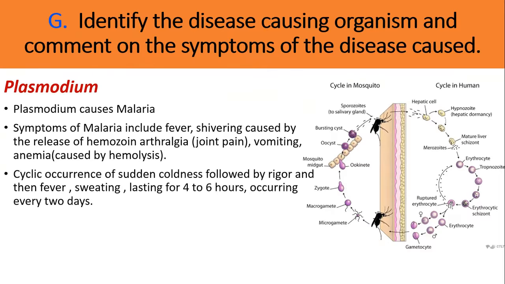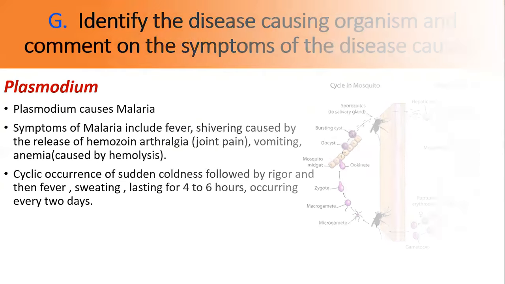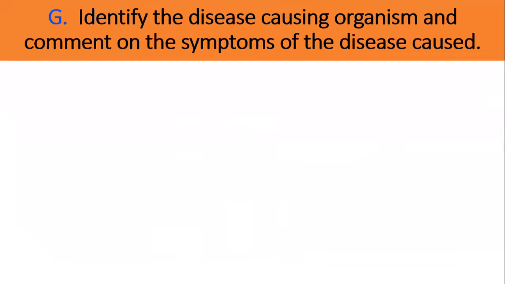caused by hemolysis. Cyclic occurrence of sudden coldness followed by rigor and then fever. Sweating lasting for 4 to 6 hours, occurring every 2 days. These are all the symptoms of malaria. You don't have to write the life cycle, you have to write the identification and the symptoms. Again, one more disease that you have to identify.